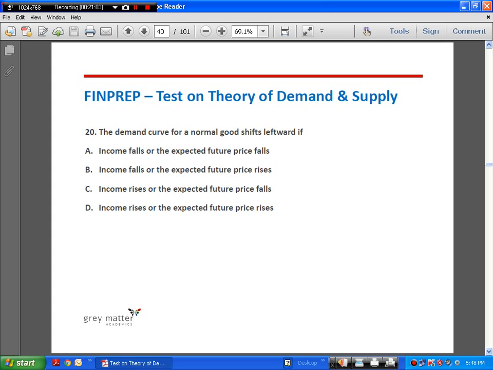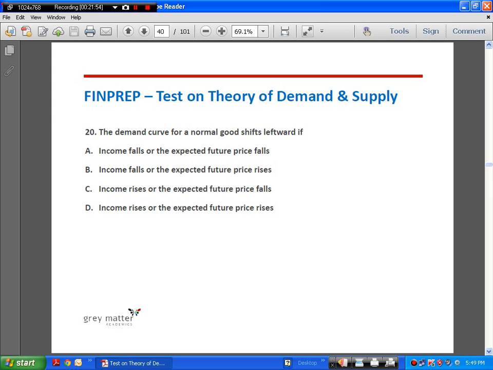Now, for a normal good, when the demand curve shifts towards the left, it means there is a decrease in demand and it is an unfavorable situation. So, definitely a fall in income alone can shift the demand curve towards the left. So, we can concentrate on options A and B. Income falls, but we now have to pair it with the right future price expectation. Whenever you expect the future price to fall, we will postpone the consumption, decrease current demand, and buy the goods in future.